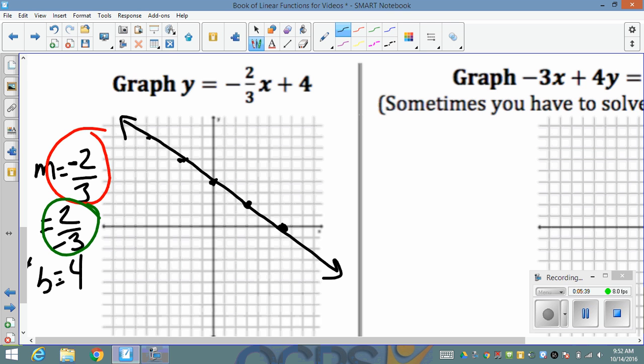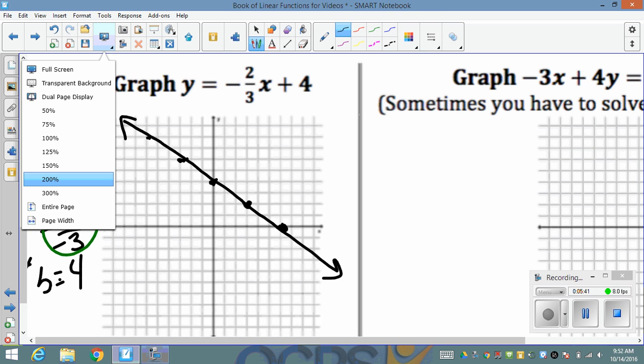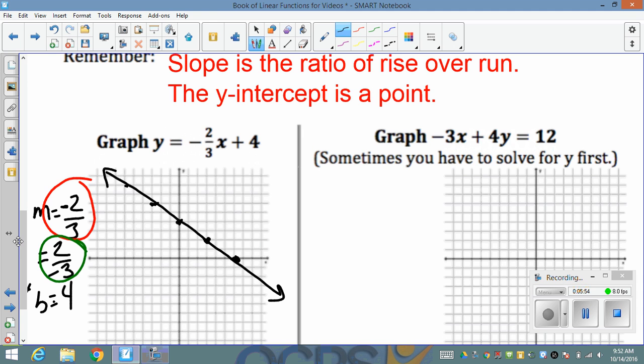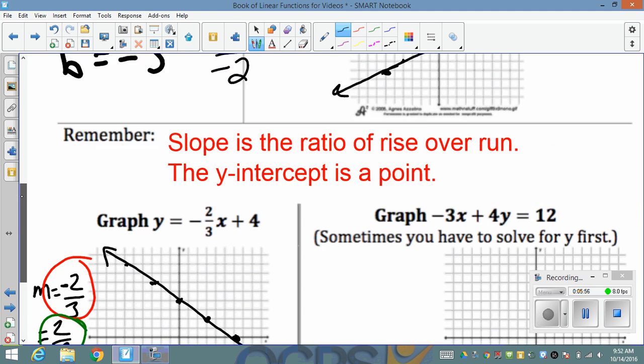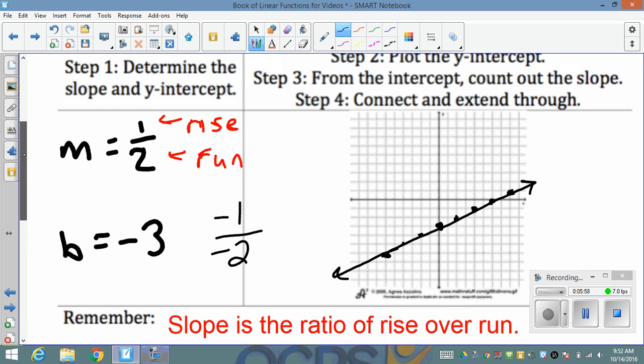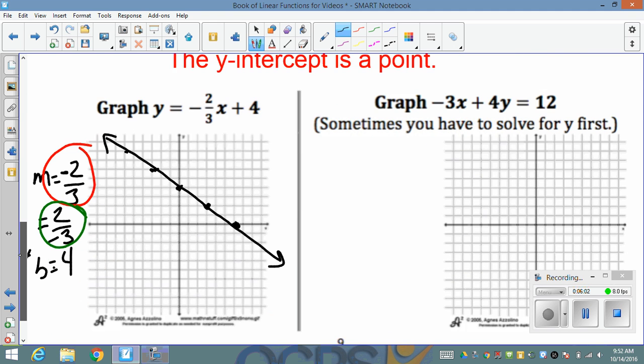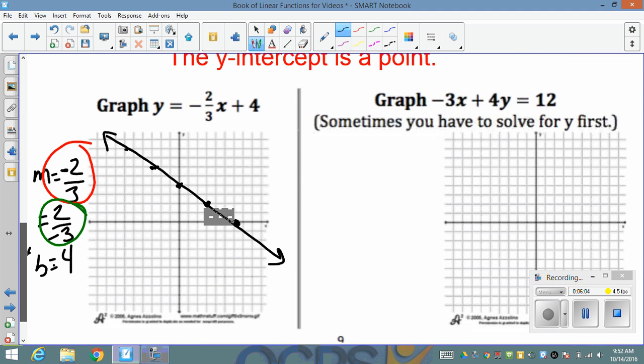So this is the easiest method for graphing. All you have to do is identify your slope and your y-intercept. Plot your y-intercept, count out your slope. I do want to make the point here. Notice in our first example, my slope was positive, and the line is rising from left to right. In my second example, my slope is negative, and my line is falling from left to right.